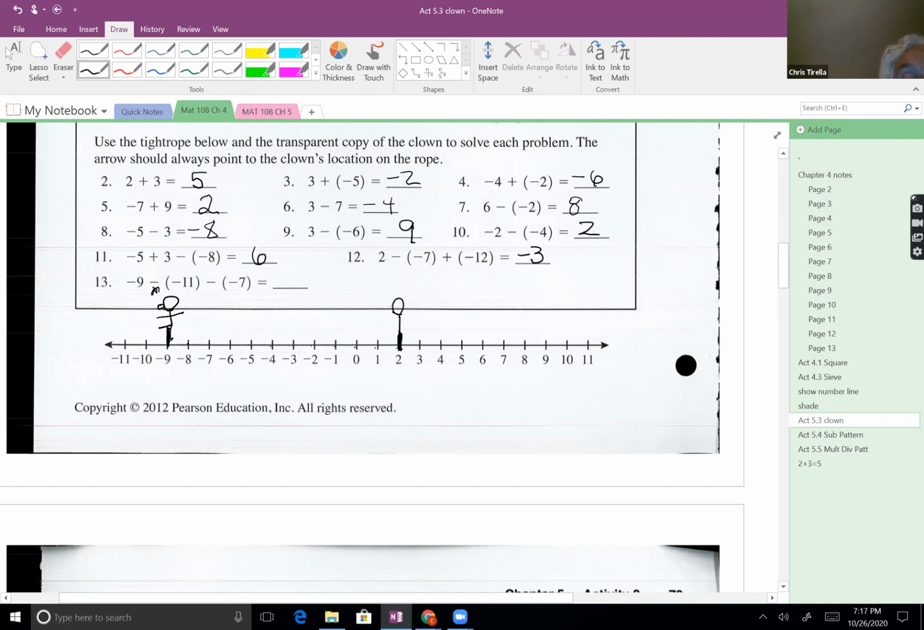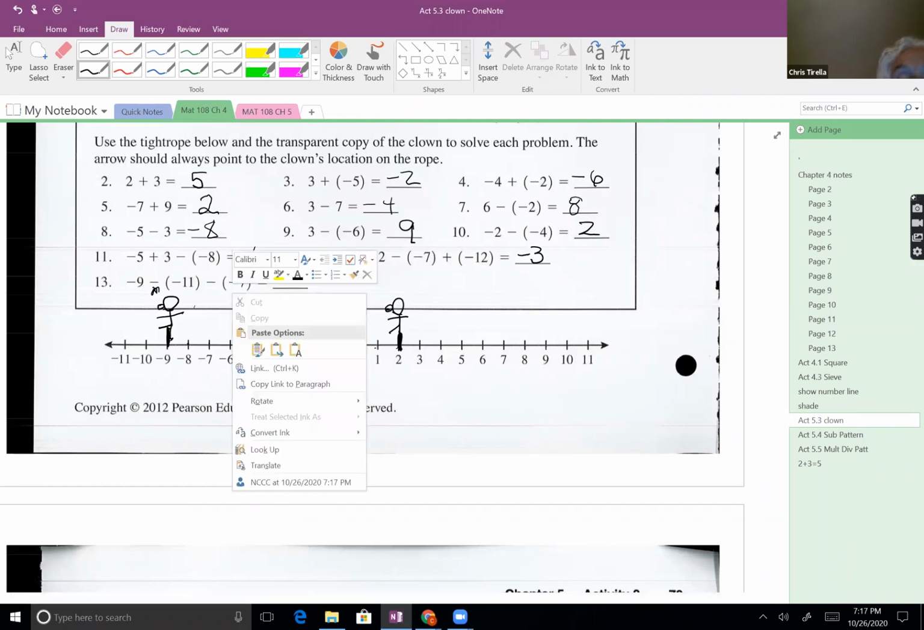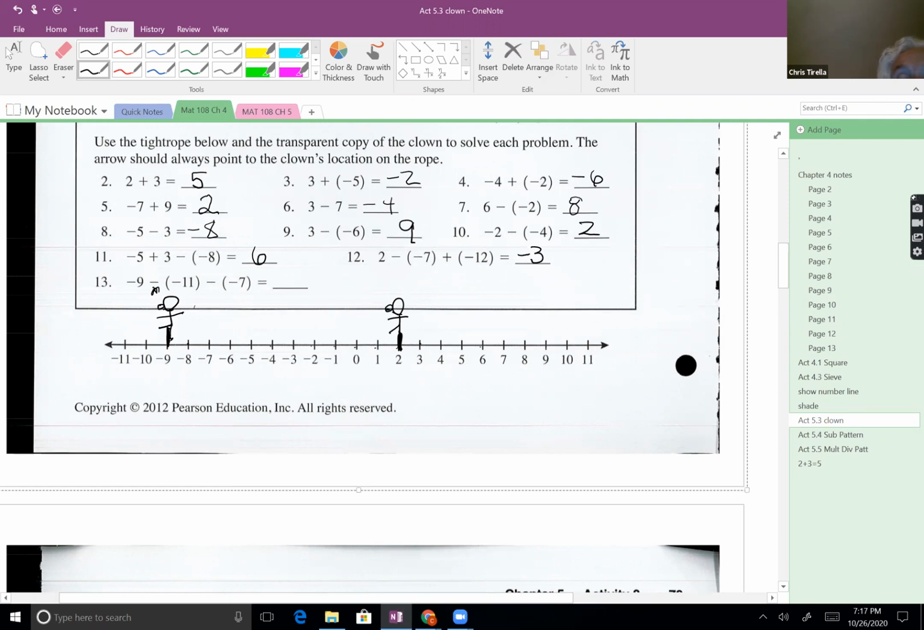And then we're still subtracting. So we're still facing backwards, facing left, and we're going -7, backwards 7. 1, 2, 3, 4, 5, 6, 7. And so first we're going backwards 11, then we're going backwards 7. And so I think that takes us to +9.